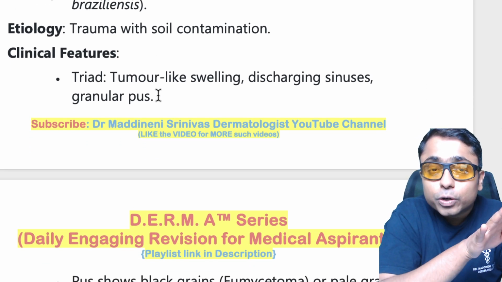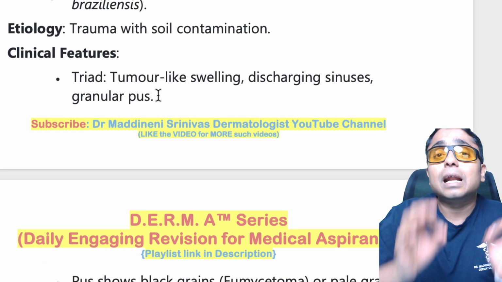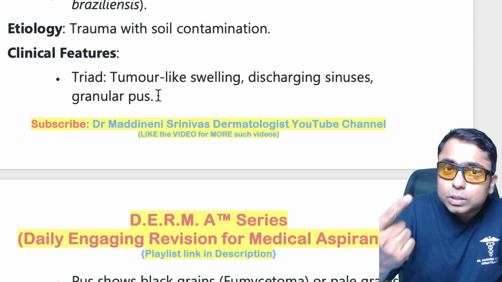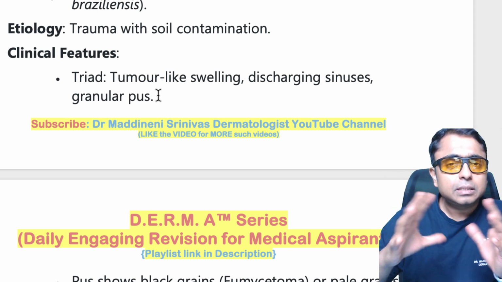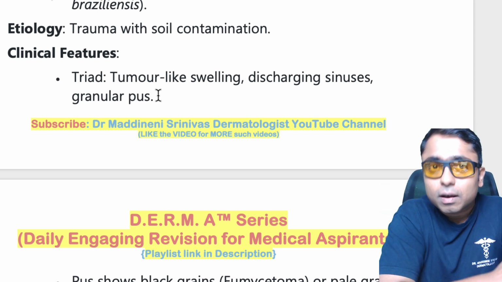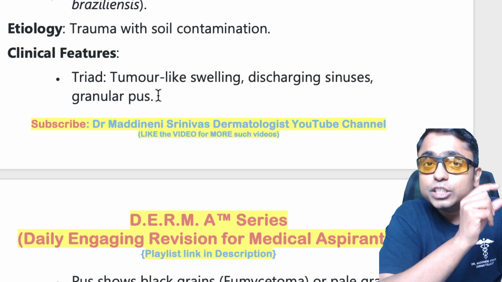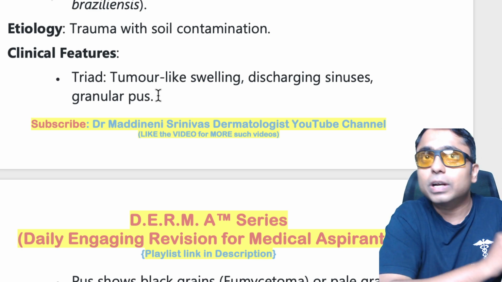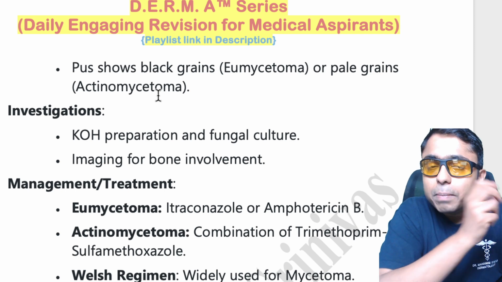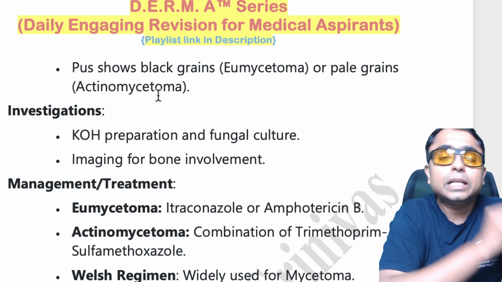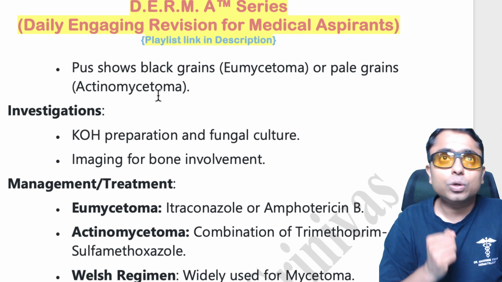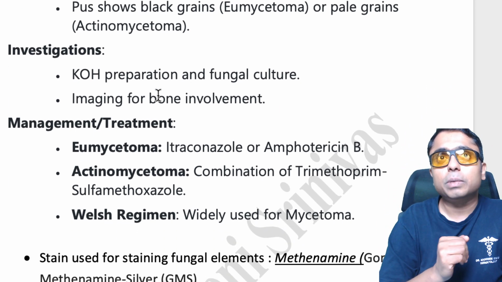Clinical features: mycetoma will present with a triad of GST. There will be granules coming through the sinuses, and there is going to be a tumor, that is a swelling of the tissue, wherever there is a traumatic invasion of this fungi or bacteria. And you can remember GST: granules, sinus tracts, and tumefaction or tumor. So remember, if the grains are black in color, most likely it is going to be eumycetoma, but if they are pale in color, most likely it is due to bacteria, so we call it actinomycetoma.